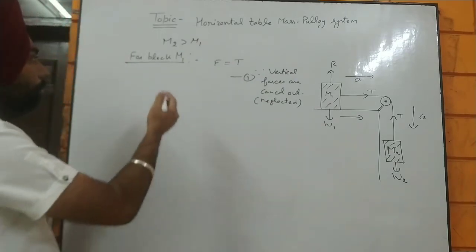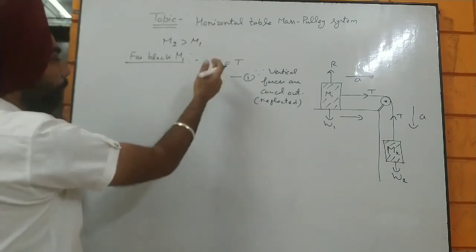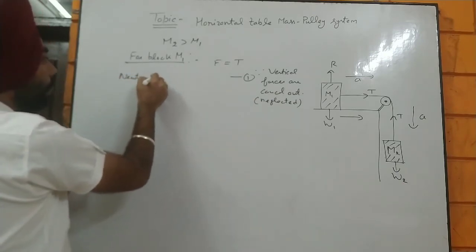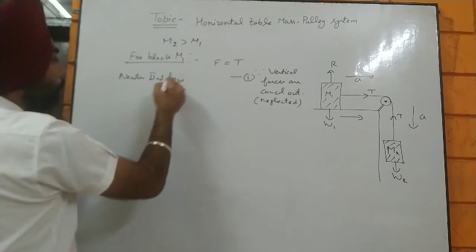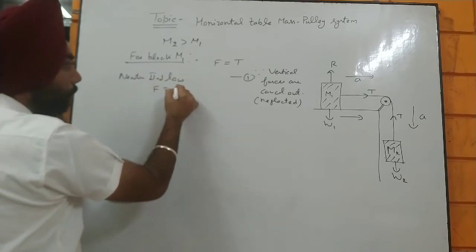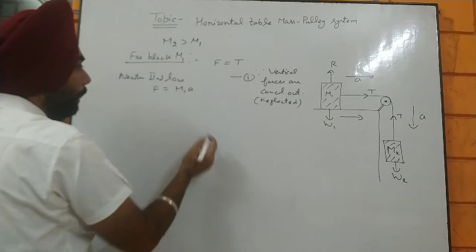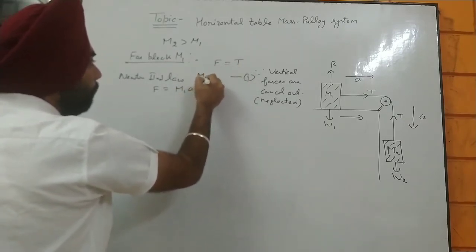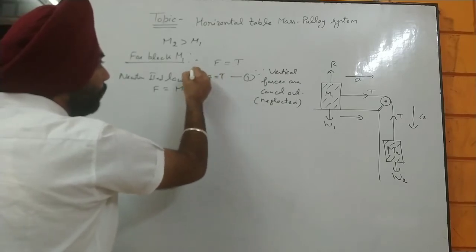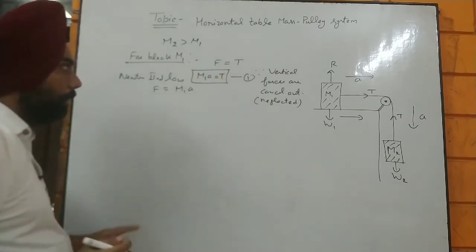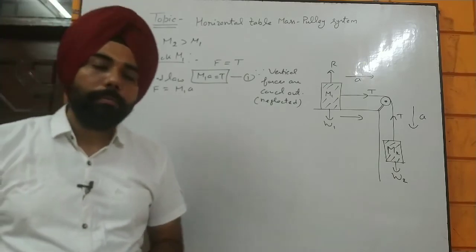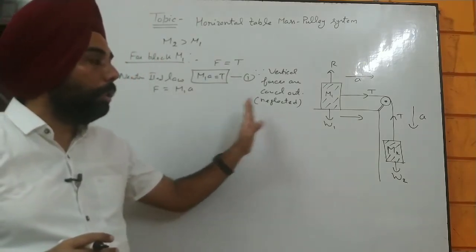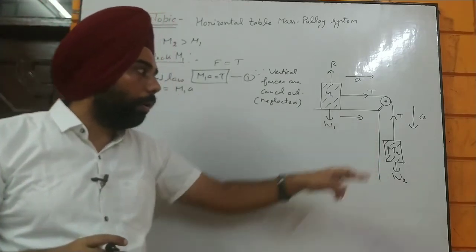And you all know the formula for F, Newton's second law. According to Newton's second law, F is equal to m1a, so that equation can be written as m1a is equal to T. So I am just mentioning that equation here. Now we are going to take a similar approach for the second block as well.